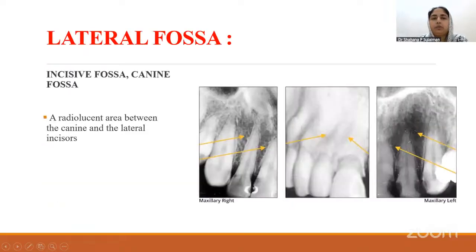Now coming to the next one, the lateral fossa. You know, when you run your finger along your maxillary vestibule, you can find that there is a dip in the lateral incisor region. This is mainly because the thickness of the bone is less there. So when compared to the adjacent area, X-rays will easily pass through this area. So this will appear more radiolucent when compared to the adjacent area. So this is known as the lateral fossa, and it is otherwise known as the incisive fossa or canine fossa.